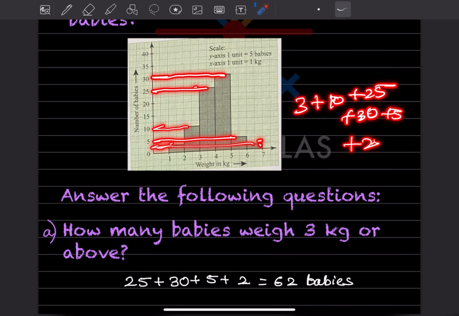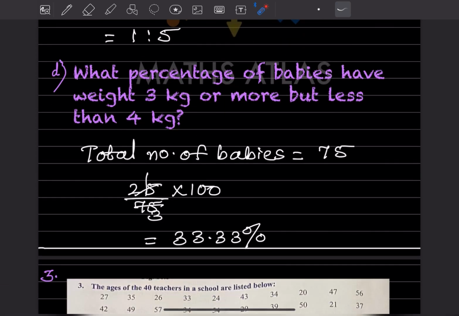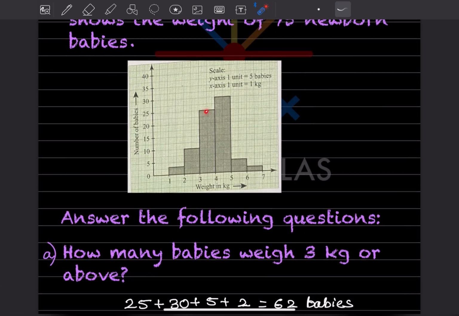So this will be how much? 40, 50, 60, 70, and this is going to be 75. The total number is 75. So total number of babies are 75. So whenever we take a percentage, we divide it by the total number. So here, what percentage of babies have weight 3 kg or more but less than 4? 3 kg or more but less than 4 means we have here, but we don't have to consider this one. This will be 25.